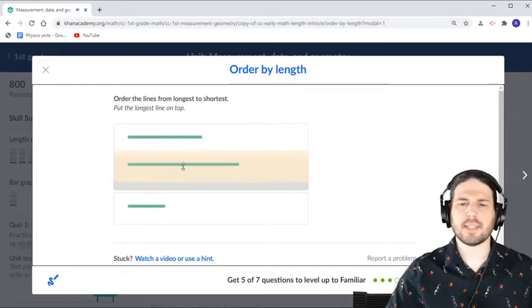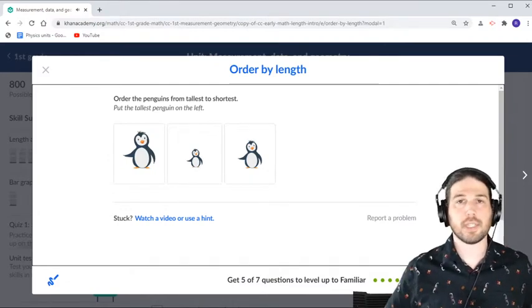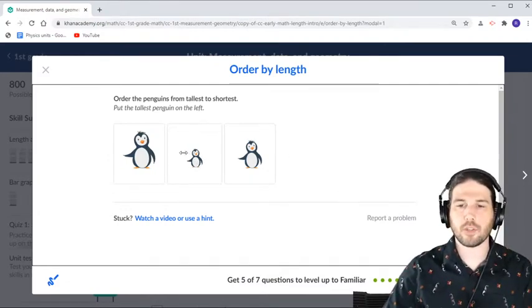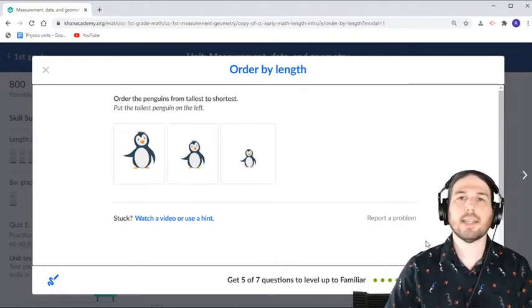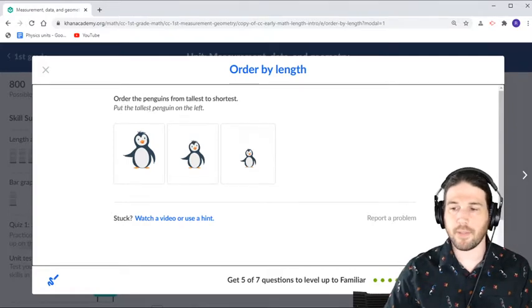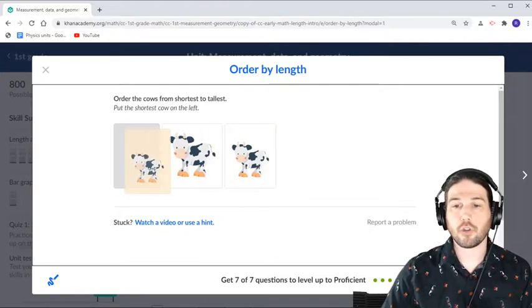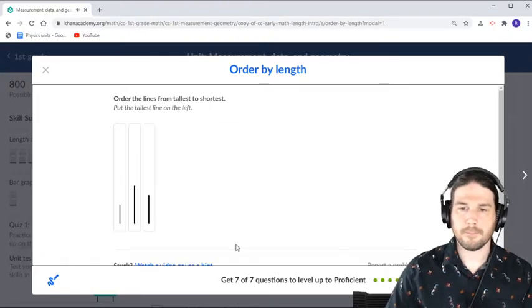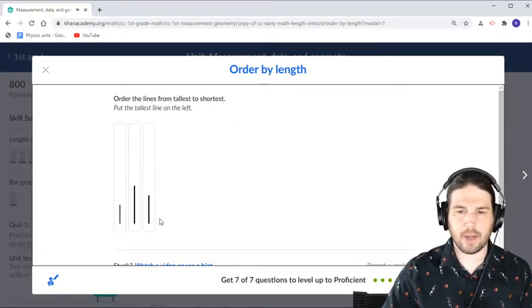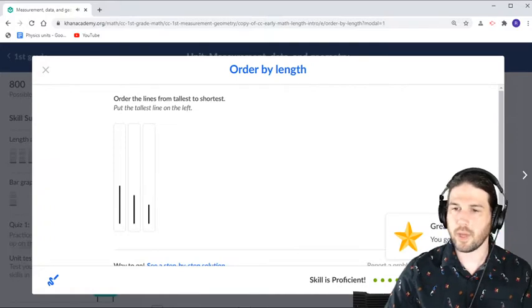And I'm hoping you can see some ways that you can apply this to your day-to-day life. Being able to identify which one is the tallest, which one is the smallest, that's an easy check. Put the tallest penguin on the left. Okay, I'm double checking because I'm being distracted while I'm talking to you. Shortest cow on the left, there we go. And then we have, wow, these are really tiny, but the tallest line goes on the left. That means the middle one goes in the middle, and we are done.